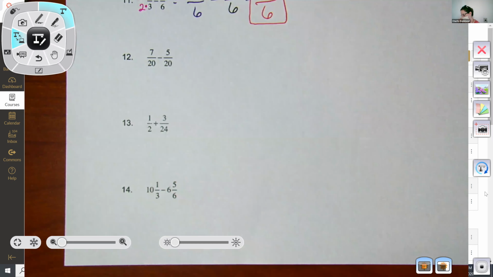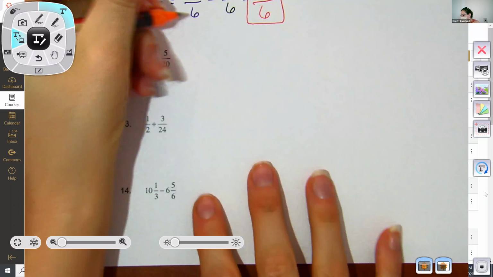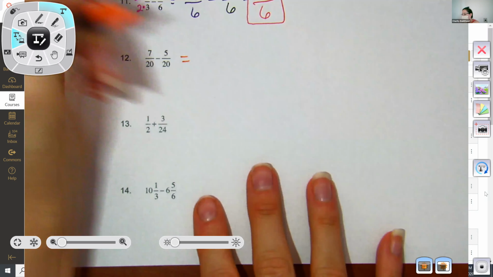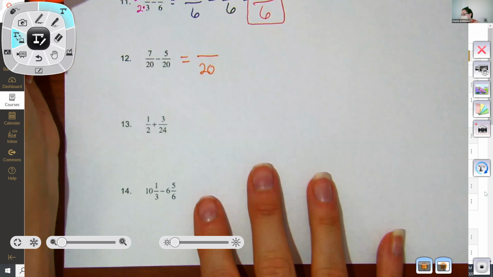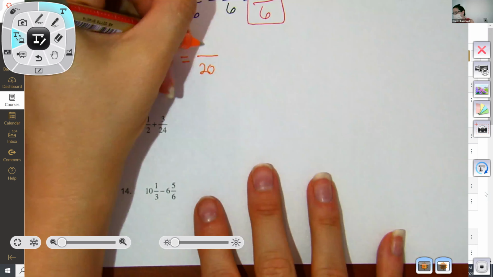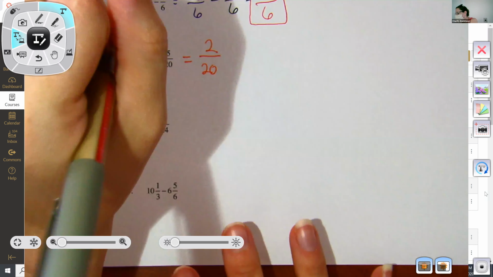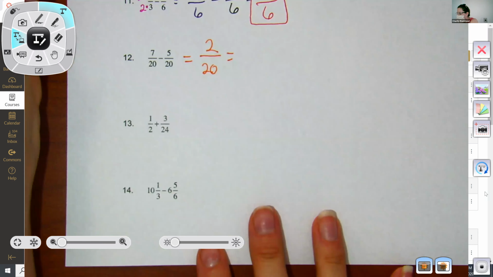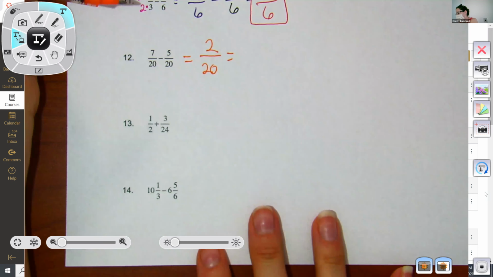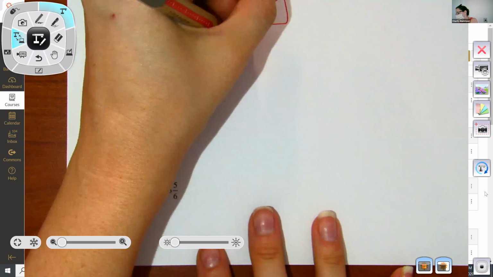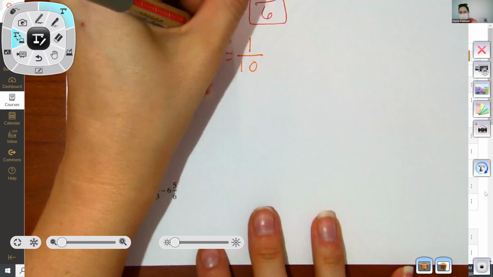And then on number 7, it already has the LCD of 20, so that's just going to stay the same. And 7 minus 5 is equal to 2. I almost said negative 2. Okay, but I did. All right, and then we can reduce that because 2 can go into 2 one time and 2 can go into 20 10 times. So 1 over 10.